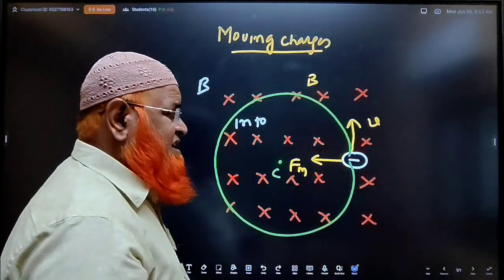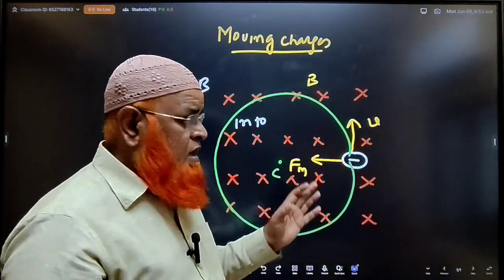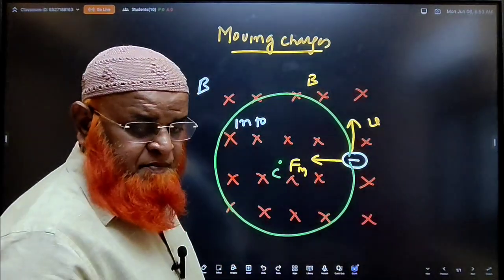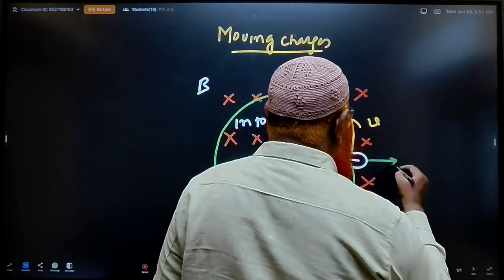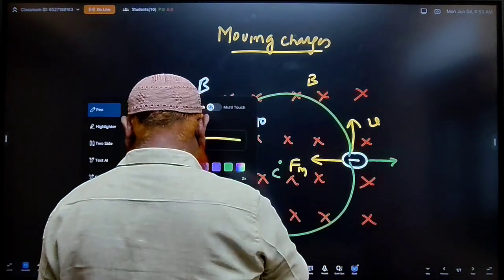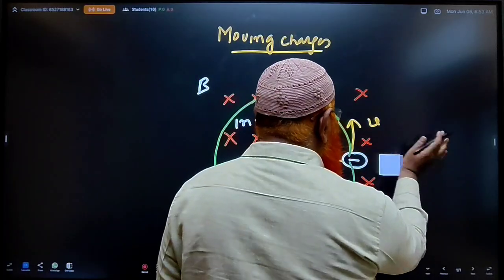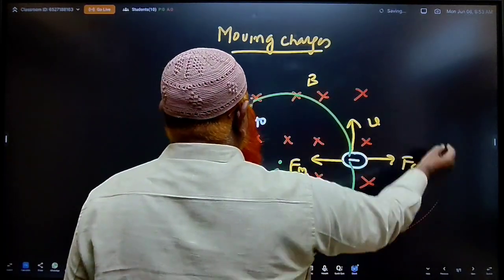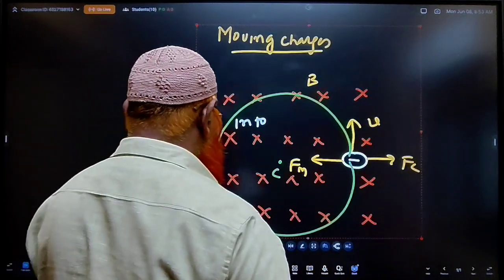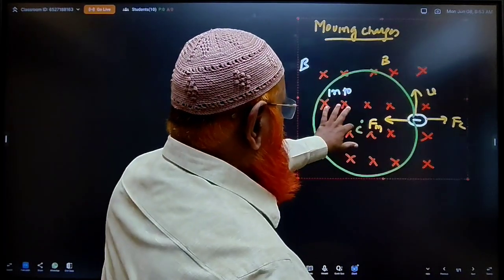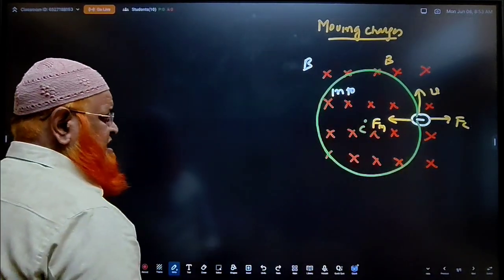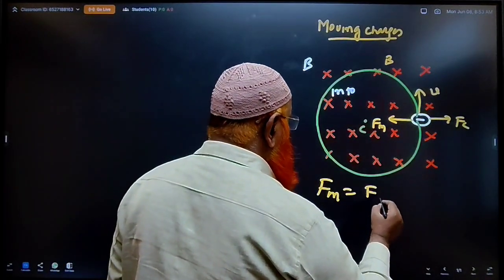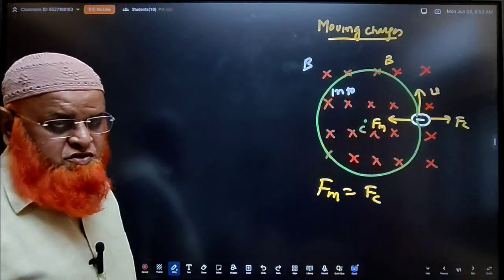What are the forces that act on that charge? One is the magnetic force, which brings it towards the center. The other is the centrifugal force, which acts outward. Hope you're understanding what I'm saying. These two forces counterbalance each other. So the force due to the magnetic field is balanced by the centrifugal force.